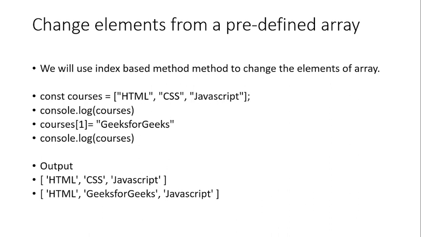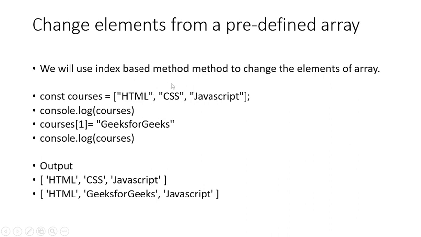Now in this slide we are going to see how to change an element in a predefined array. You can see here in the first line I am using HTML, CSS as well as JavaScript, right? The name of the array is courses. When you are printing console.log courses, you will get the output HTML, CSS as well as JavaScript. Now I am going to change an element in this predefined array.